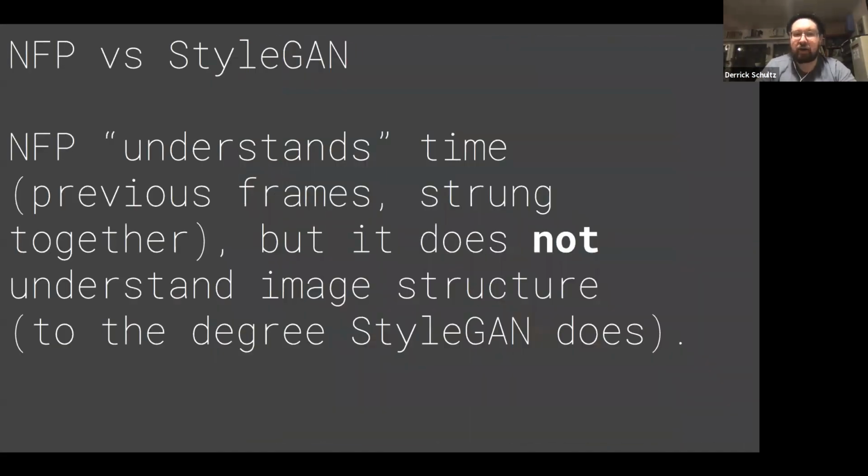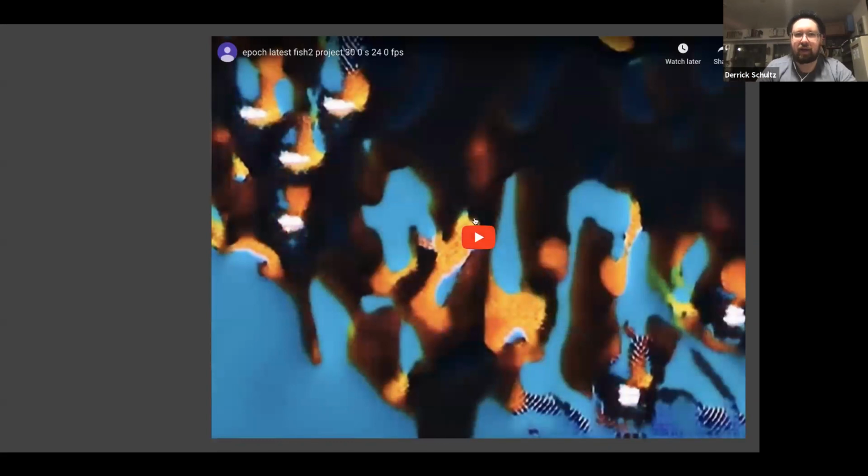Whereas next frame prediction understands time because, again, it's looking at the various frames. But I would say it does not understand image structure to the same degree that StyleGAN does, right? And let's look at an example of this. So this is, again, I think I've shown this one before.